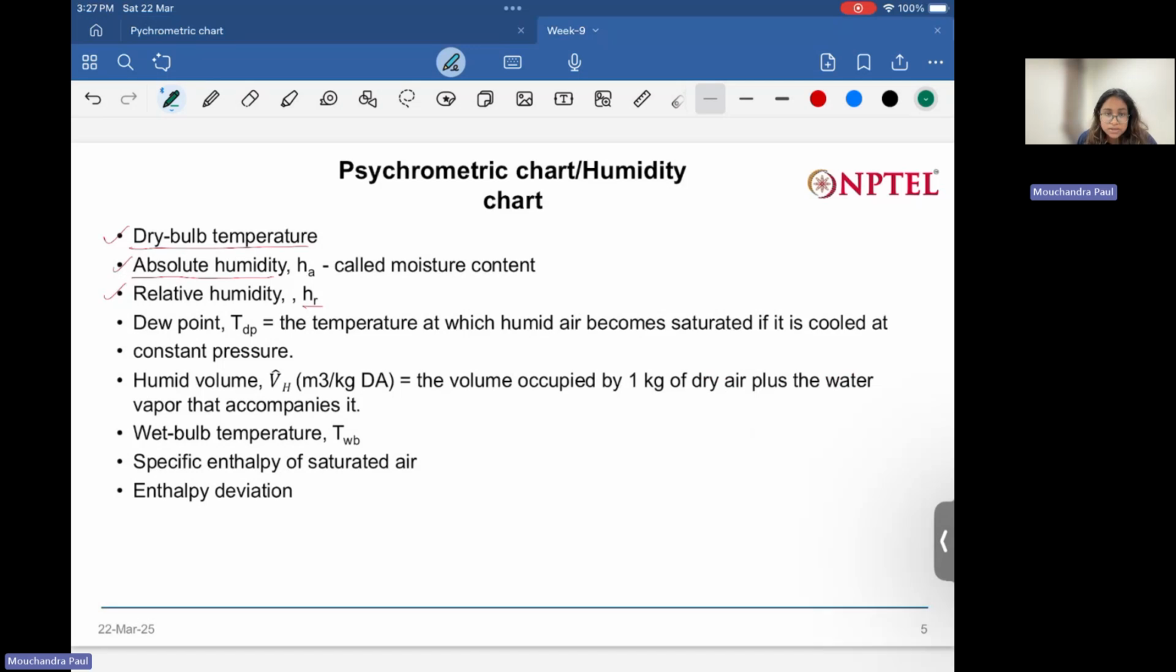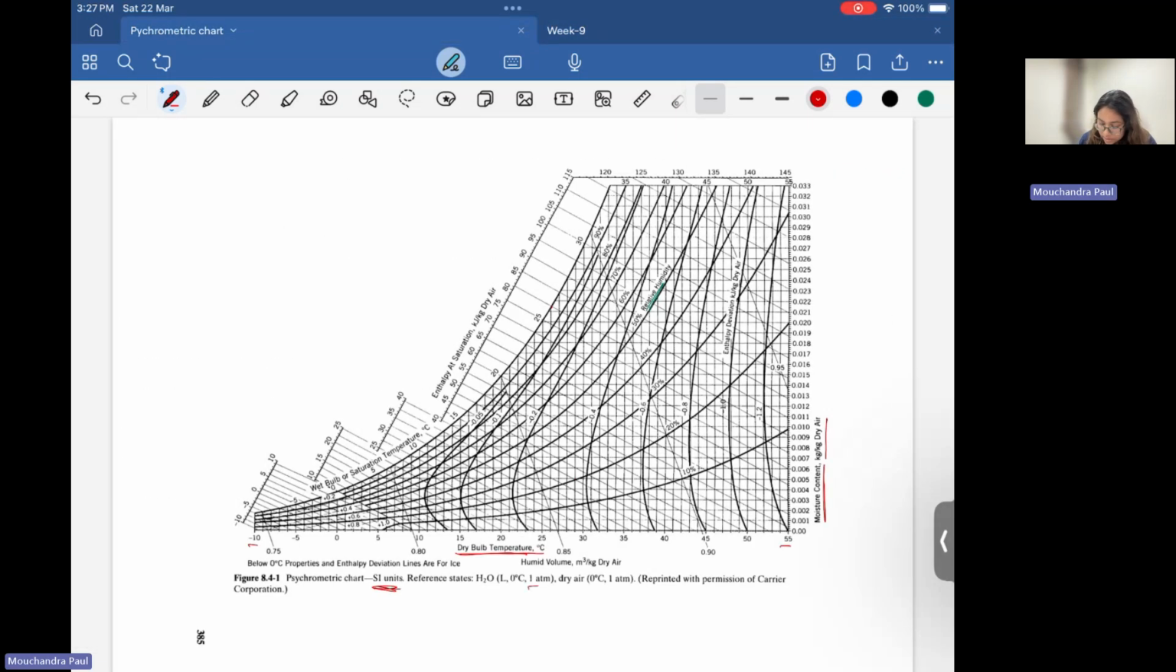Now, if someone asks you to find the dew point or DP, first let's understand what DP is. DP is the temperature at which humid air becomes saturated if it is cooled at constant pressure. The chart I am showing you is at a constant pressure of 1 atm. The pressure considered for making this chart is 1 atm, and they have used a reference state of liquid water at 0 degrees Celsius and dry air at 0 degrees Celsius and 1 atm. These are the reference states.